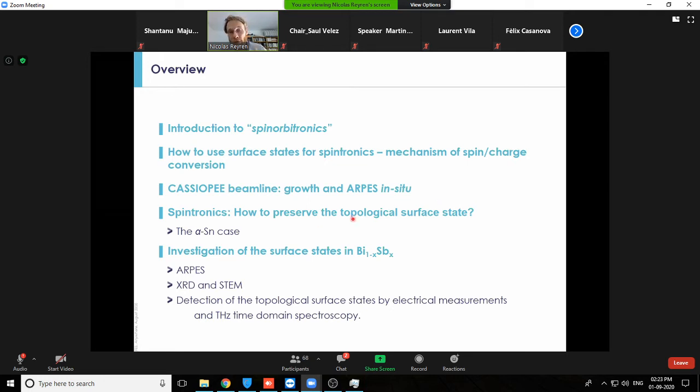Then I will speak more about spintronics, and I will concentrate in particular on how to preserve the topological surface state in order to exploit them in spintronics. And I will concentrate on this point on the alpha-tin case. Then I will discuss a bit our more recent investigation of the surface states in bismuth antimonide. This first part was mostly done during the thesis of our student Quentin Barbedienne, who finished last year. And this part is the new thesis by Laetitia Barrington.